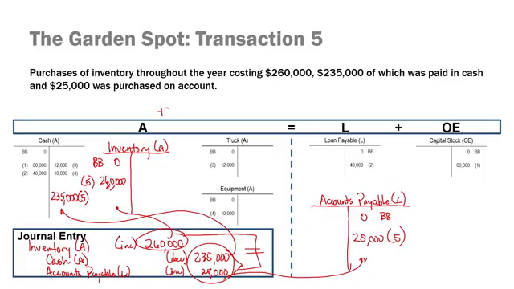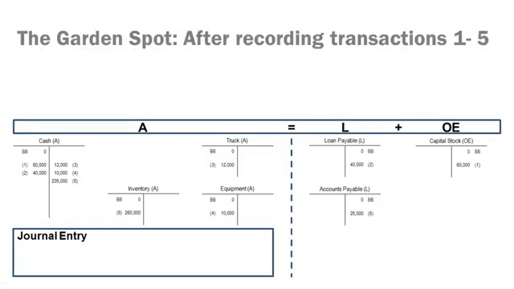Now let's make sure that the equation stays in balance after recording the transaction. Inventory, which is an asset, goes up by $260,000. Cash, which is an asset, goes down by $235,000. Accounts payable, which is a liability, goes up by $25,000. The assets net effect is to increase by $25,000. So the left side of the equation increases by $25,000 and the right side of the equation increases by $25,000. So we are yet again smiling. So now we've completed recording the first 5 transactions of the garden spot.